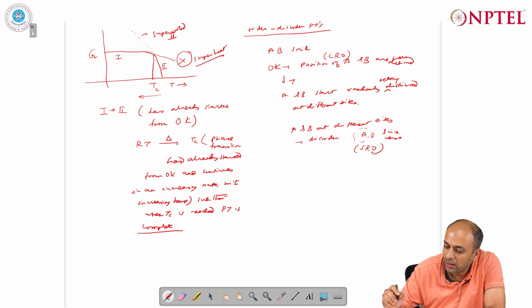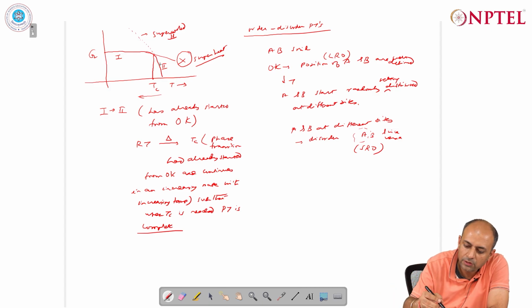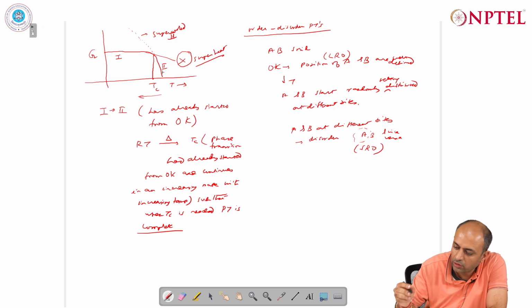So, at Tc, the long range ordering has been completely removed, and it is only the short range ordering which exists at Tc. That means the structural changes have already started with the increase in temperature, and this is referred to as order disorder phase transition, and this allows us to understand the gradual changes which are taking place in G as a function of temperature, particularly when we go across the phase transition.